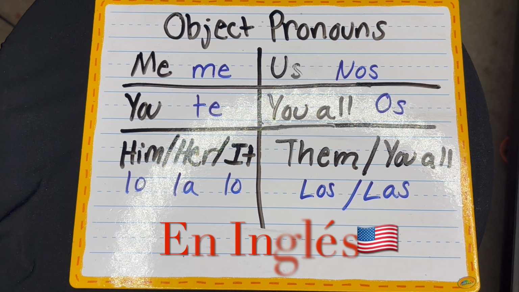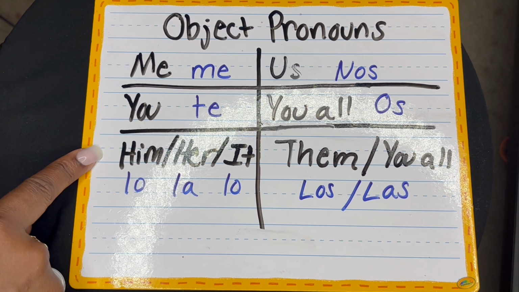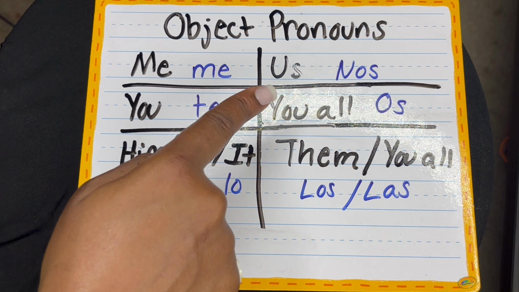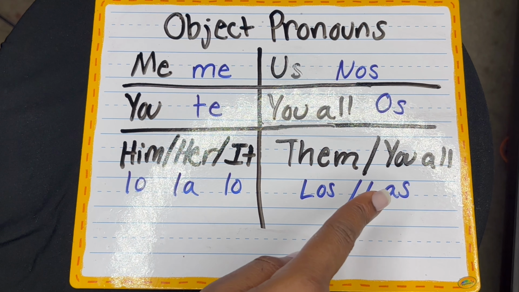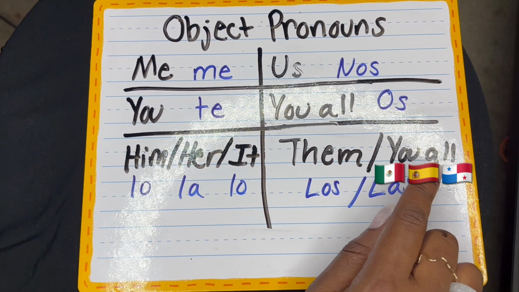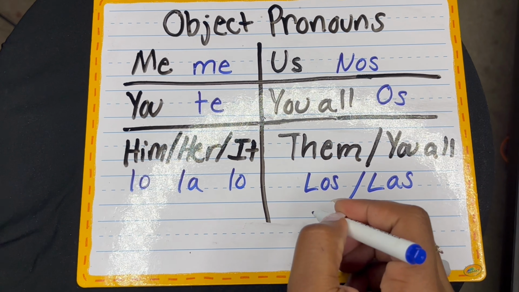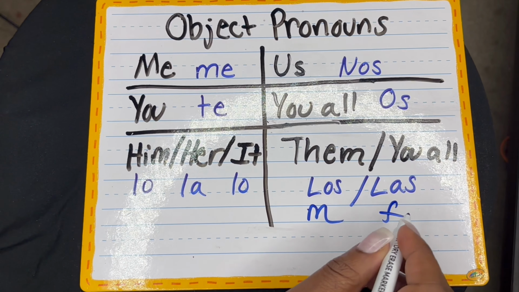Y otra vez en inglés, los pronombres son me, you, him, her, it, us, you all, them, you all. Y este es vosotros y por ahí tenemos ustedes, ¿ok? And remember that los es masculino y las es femenino, ¿ok? Masculino, femenino.